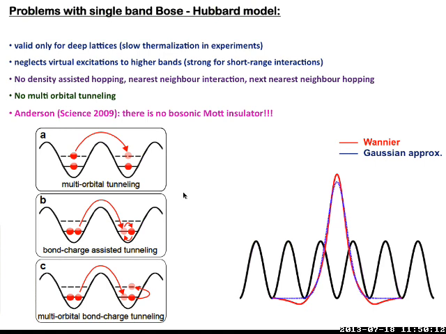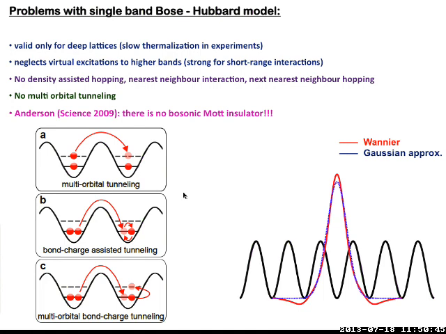You neglect all of the virtual excitations to higher bands due to the interaction, which are very strong when you're dealing with short-range interaction. Okay. Remember that single band models were introduced in solid-state physics, and the underlying idea is that the Coulomb interaction is long-range, so it doesn't couple strongly different bands. While here we are dealing with short-range interactions. And then there are many other terms which are neglected. One important is called density-assisted hopping.